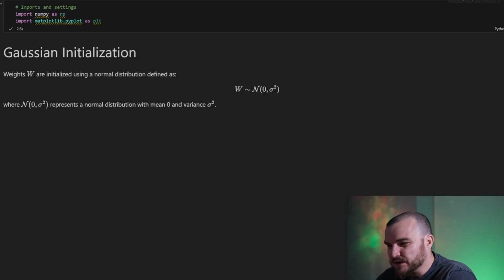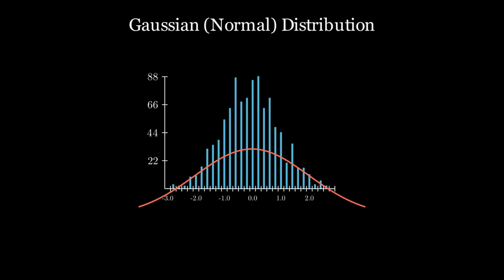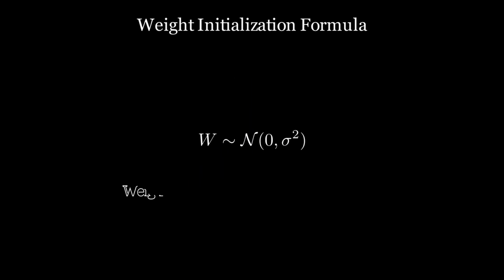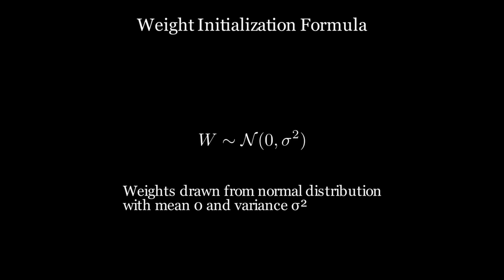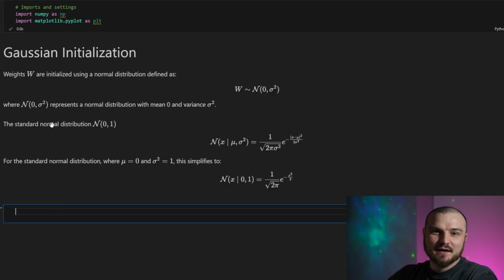Gaussian or normal initialization draws weights from a normal distribution. The concept of Gaussian initialization has its roots in the early studies of neural networks. The weights W are initialized using a normal distribution defined as W. You can see this strange N symbol, and we have arguments, which represents a normal distribution with mean 0 and variance sigma squared. We can implement a normal distribution without any problems with NumPy and Python.